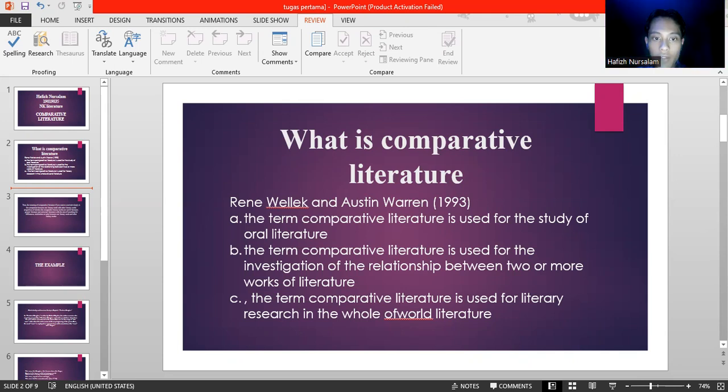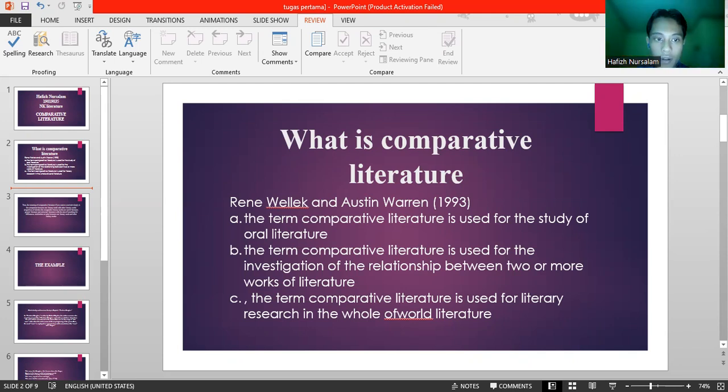First, the term comparative literature is used for the study of oral literature, especially the theme of folklore and its spreading migration, as well as how and when folklore goes into more artistic literary writing. Oral literature is essentially an integral part of literature.